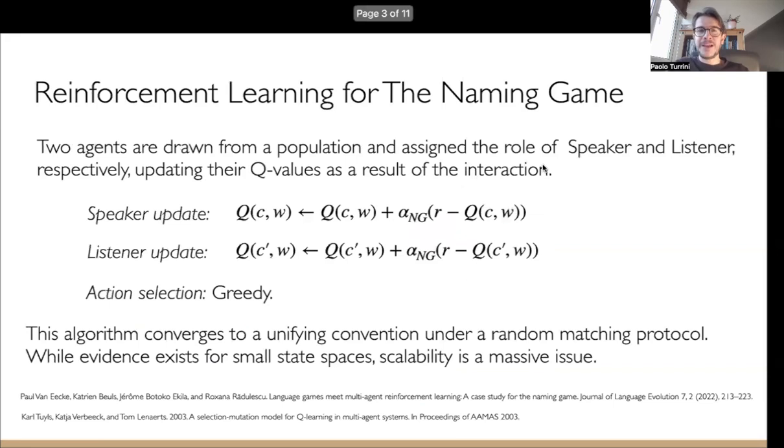Otherwise, a failure. The main framework for tackling this problem is, of course, reinforcement learning, having speaker and listener that update their Q values based on their past interaction, using a greedy action selection algorithm. This algorithm is known to converge to a unifying convention under a random matching protocol. However, using a random matching protocol requires going through a large number of computations before converging to a unique language. So scalability is an issue.